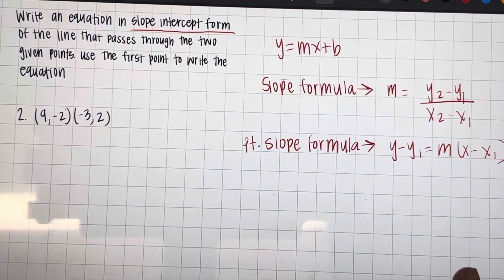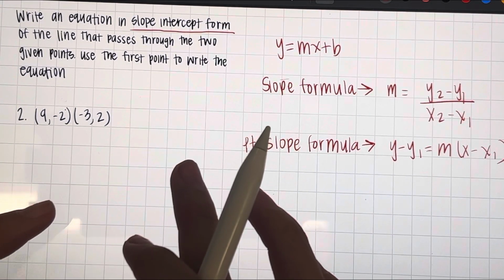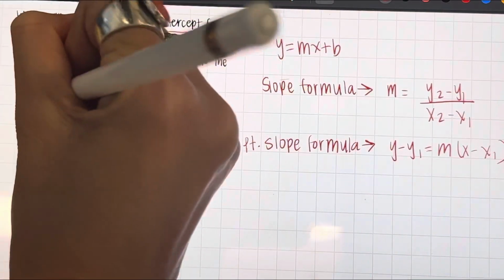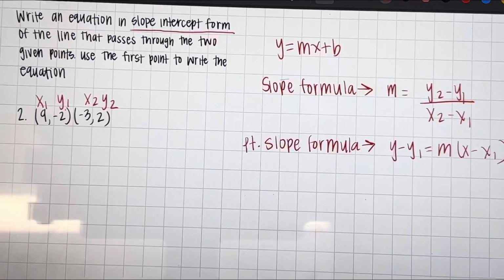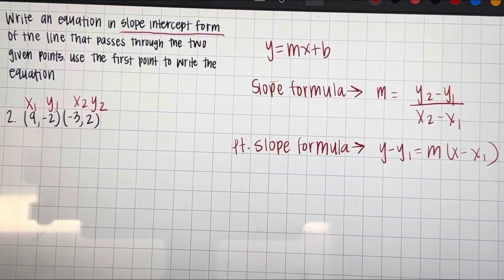Now I'm going to come over here and I'm going to label what we know with our given points. We have 9, negative 2, and we have negative 3, comma 2. I'm going to go ahead and label this as our x1 and our y1, x2 and our y2. The first thing I'm going to do here is I'm going to go ahead and find our slope.